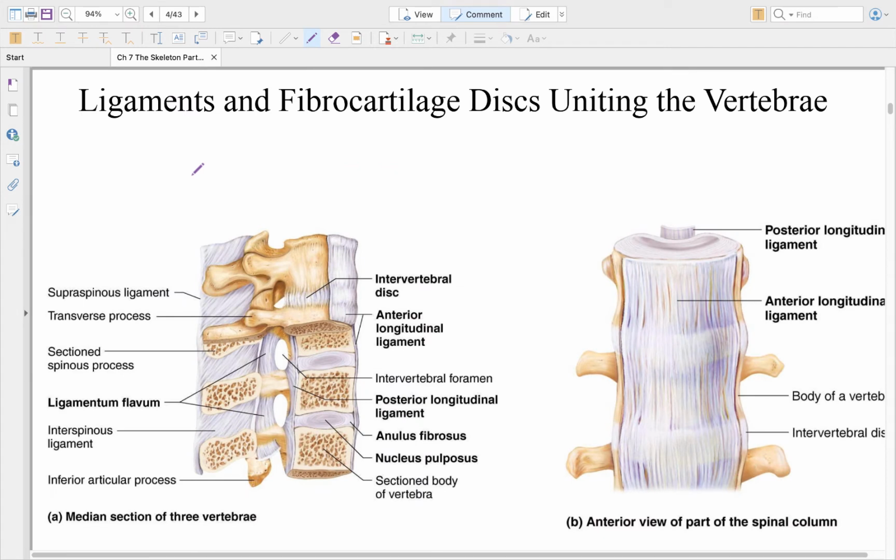All right, now this is a closer look at the spinal cord inside of the vertebral column. Now, I just want to make a couple of things very, very clear.